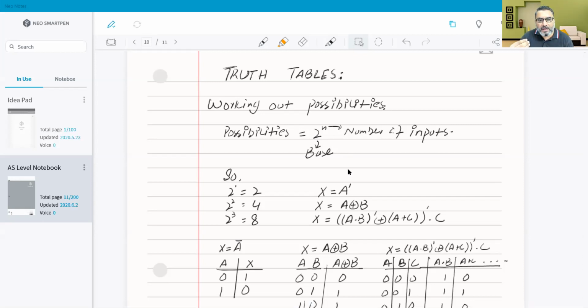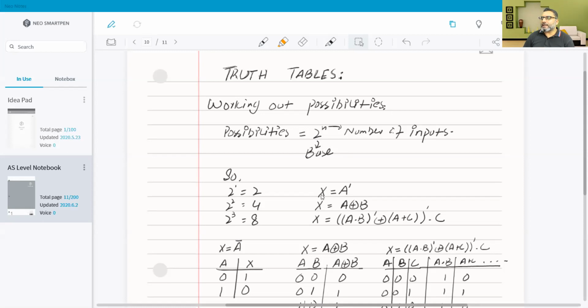So if we see an equation has one variable, it means that this is 2 to power 1. If we see an equation has two variables, then it means 2 to power 2. And if we see an equation has 3 variables, then it means it is 2 to power 3. So in this equation, X is equal to A naught, so it means that there is just one variable A. So this is 2 to power 1, which becomes 2. And it has got 2, X is equal to A exclusive OR B. So 2 to power 2 means 4. And this equation, AB naught exclusive OR A plus C whole naught multiplied by C, has 3 variables, which means that there are a total of 2 to power 3, 8 possibilities.